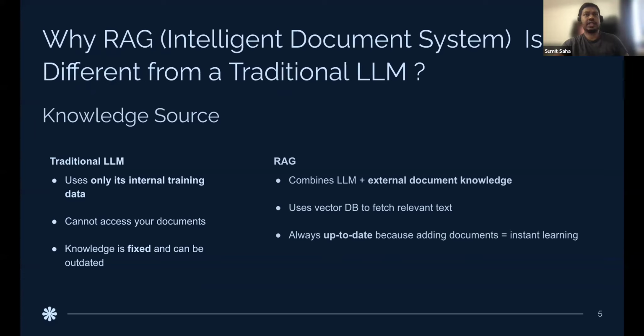Now we need to understand that there is the traditional LLM and RAG. For intelligent document systems, we mostly use RAG. So we first have to understand a few concepts: what a traditional LLM is, what RAG is, how RAG is different from the traditional language model, and what we can solve or achieve by using RAG. I will deep dive into them one by one.